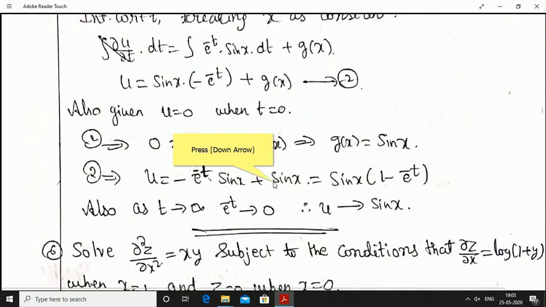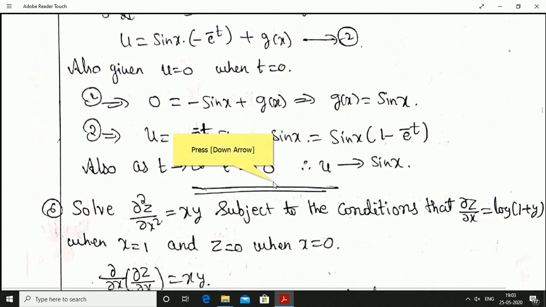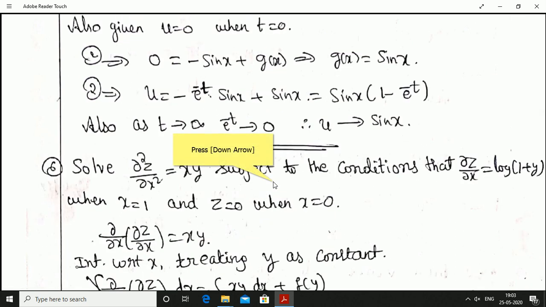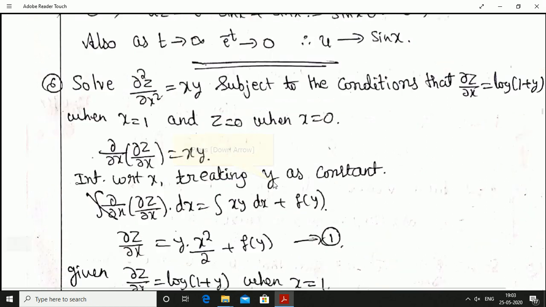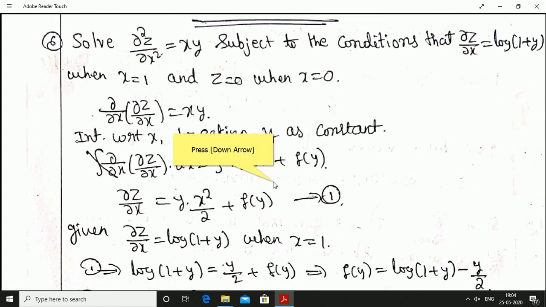Next problem is solve del square z by del x square is equal to xy, subject to the conditions that del z by del x is equal to logarithm of 1 plus y when x is equal to 1 and z is equal to 0 when x is equal to 0. Okay, rewrite once again.